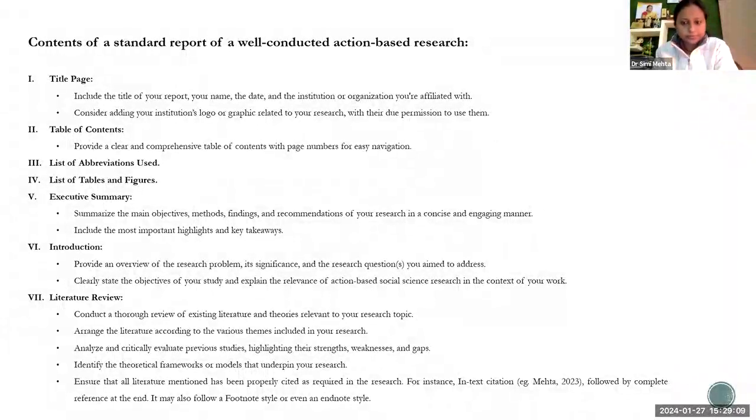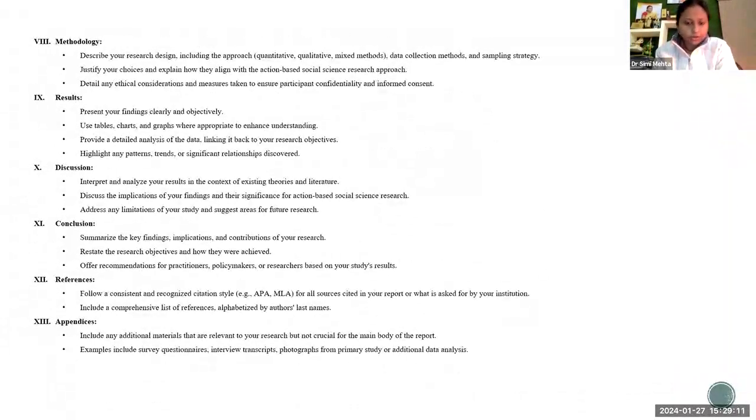Next slide. Methodology. You'll have to describe your research design, including the approach, as we discussed, quantitative, qualitative, mixed, etc., and data collection methods and sampling strategies. When you are doing this, you have to justify your choices and explain how they align with your research project, and detail any ethical considerations and measures taken to ensure participant confidentiality and informed consent.